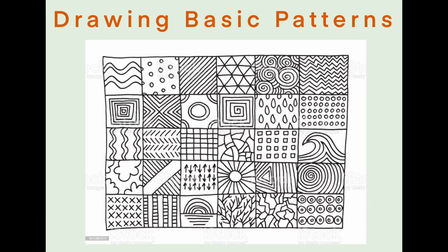So this image shows some examples of how we can draw basic patterns. So we might want to do circles, maybe diagonal lines, maybe swirls, maybe teardrops. Perhaps we want to do a wave, or maybe we want to do crisscrosses, or maybe squiggly lines. Perhaps you can even make up your own pattern. You can decide what kind of pattern you want to create in your own work.